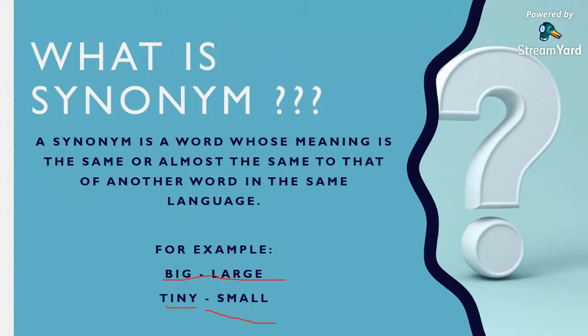Antonyms are different words but opposite in meaning. A synonym is a word whose meaning is the same or almost the same as that of another word in the same language. Big, large, huge, these are some synonyms. Tiny, small, little.